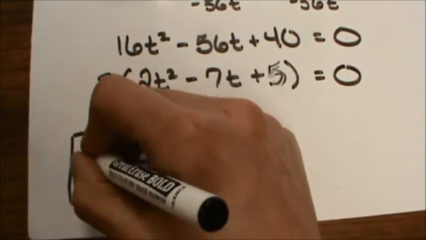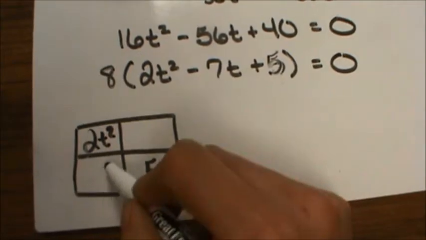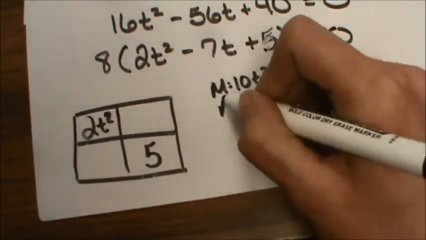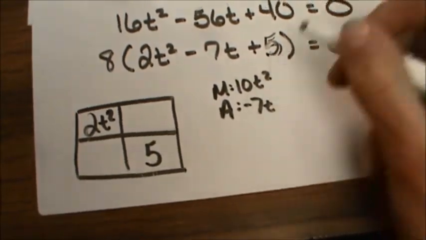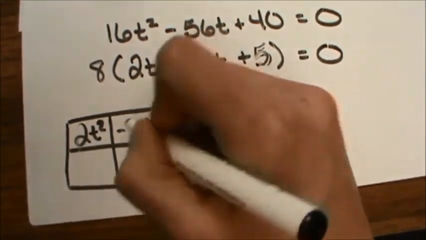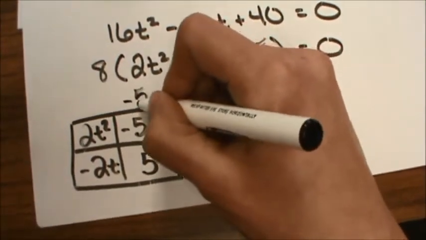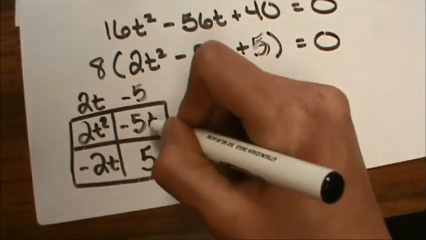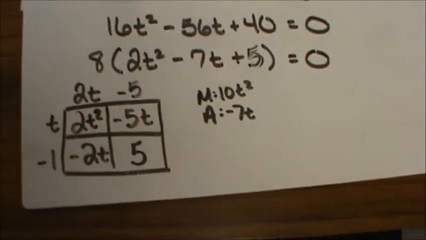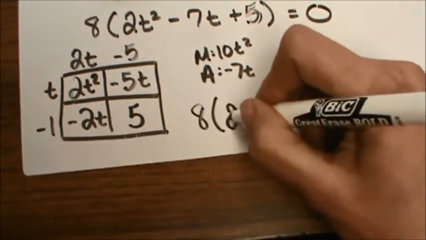I know that 2t squared goes in here, and 5 goes in here. These two numbers multiply to be 10t squared, and add to be negative 7t. The two numbers I'm looking for are negative 5t and negative 2t. I'm going to factor out negative 5 here, a 2t here. These two just have a t in common, and these two just have a negative 1 in common. So, completely factored, my polynomial now looks like this.